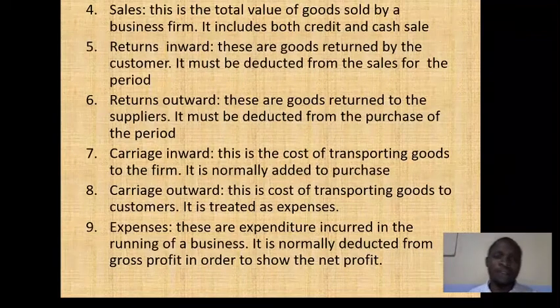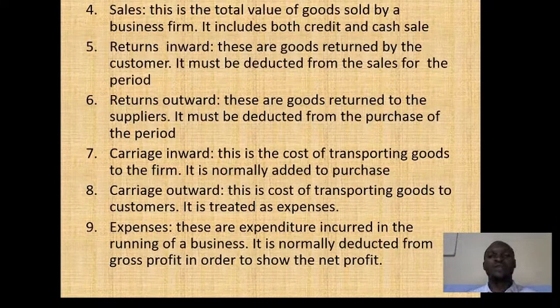And then we have sales. Sales implies the total value of goods sold by a business firm. Let's say at the end of the day, after you must have made some transactions, all the sales you have made during that day are referred to as sales. So the total value of goods you must have sold for the day or during a particular period of time can be referred to as sales.